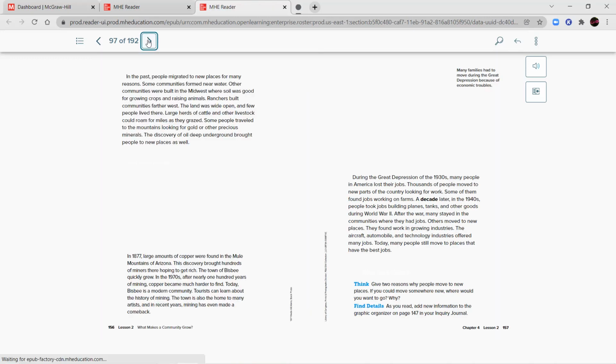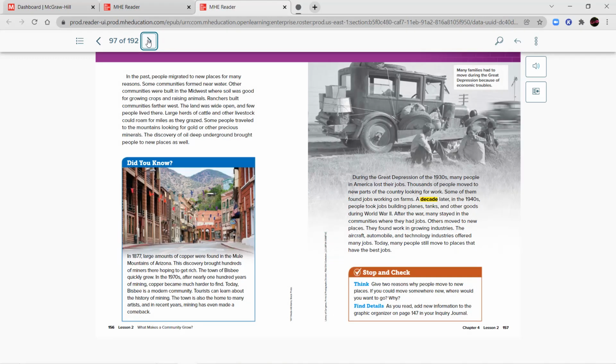Now I'm going to work to find some supporting details. In the past, people migrated to new places for many reasons. Some communities formed near water. Other communities were built in the Midwest where soil was good for growing crops and raising animals.